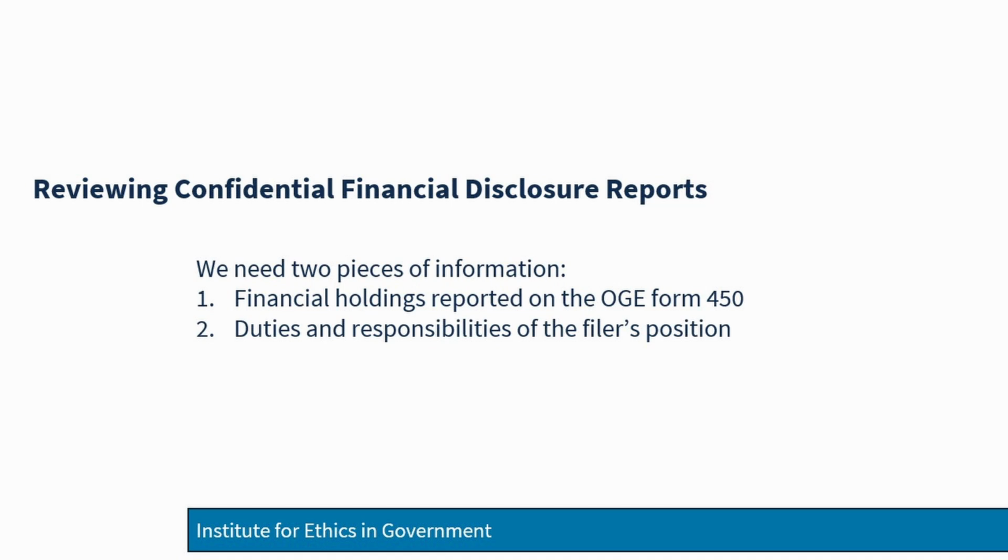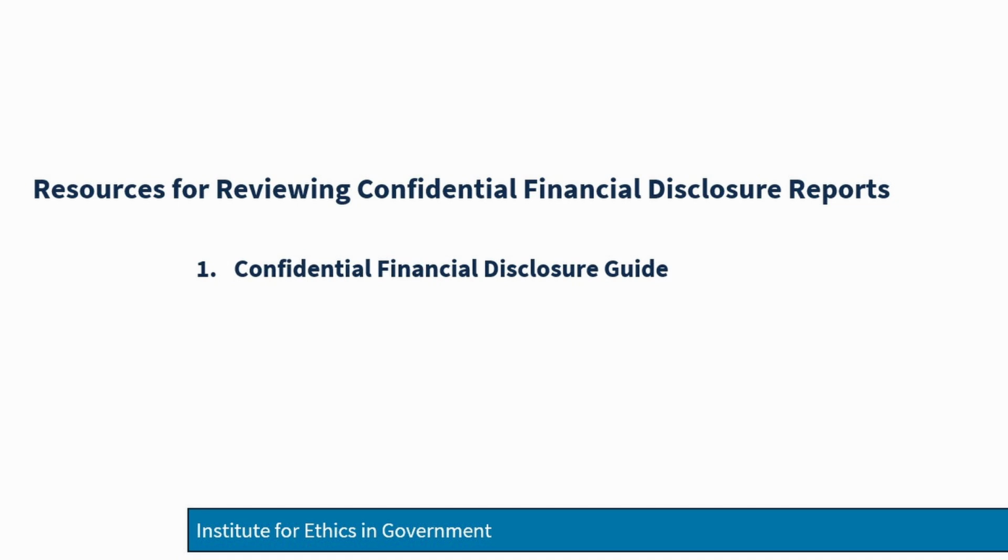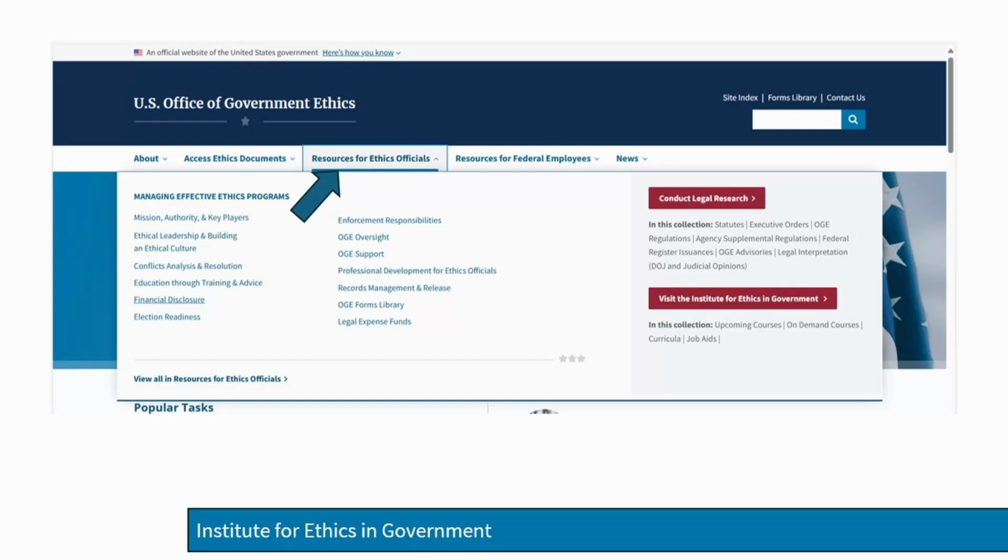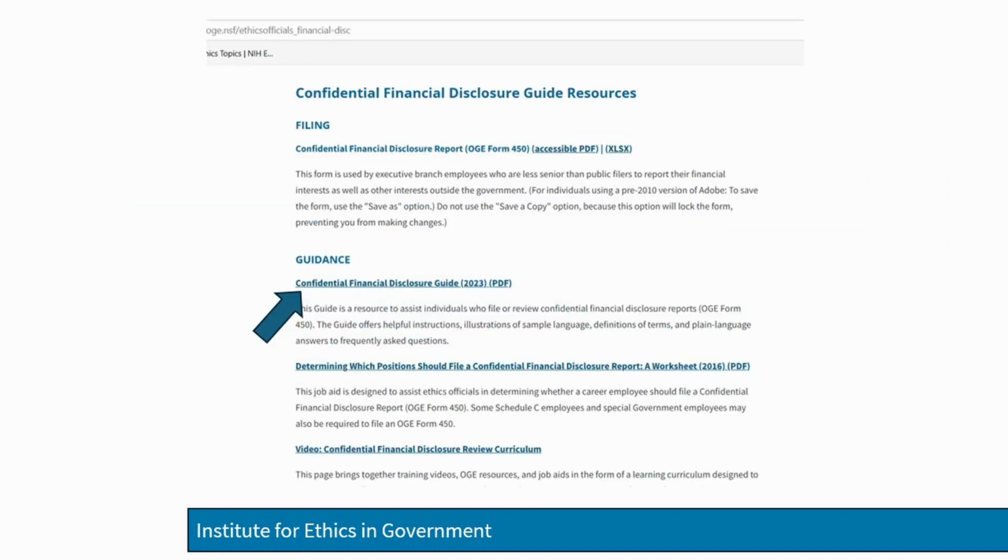Once you know what your filer's duties and responsibilities are and have a completed OGE Form 450, we are almost ready to begin the review. We'll also need some reference materials to help us review the OGE Form 450. The first reference is the Confidential Financial Disclosure Guide. You can find the guide by navigating to Resources for Ethics Officials, then Financial Disclosure, and then scrolling down to the Confidential Financial Disclosure section. The guide will be the first link.